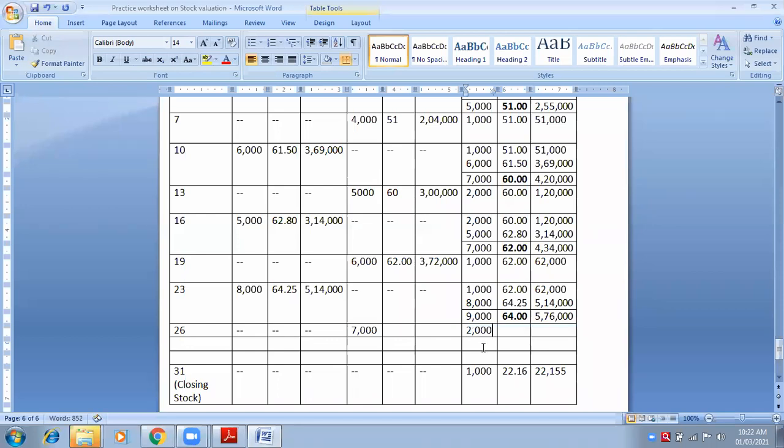2,000 units. Now, 7,000's rate. Which rate will we take? 64. So 7,000 into 64.00 is 4,48,000. Okay. So 5,76,000 minus 4,48,000. What is the balancing figure here? 1,28,000. 1,28,000 divided by 2,000 is 64.00.